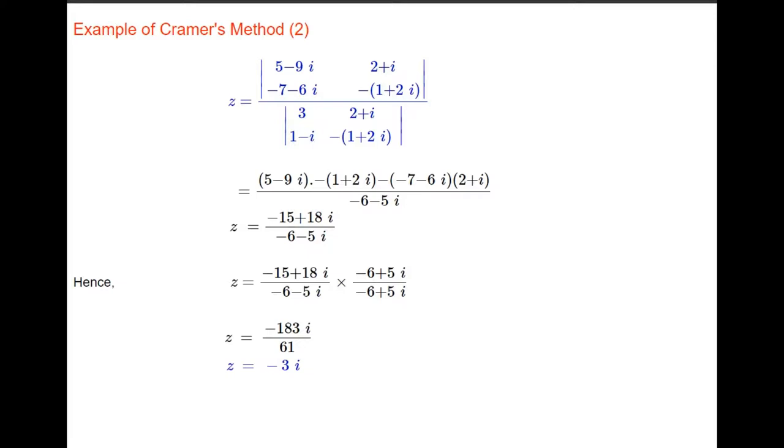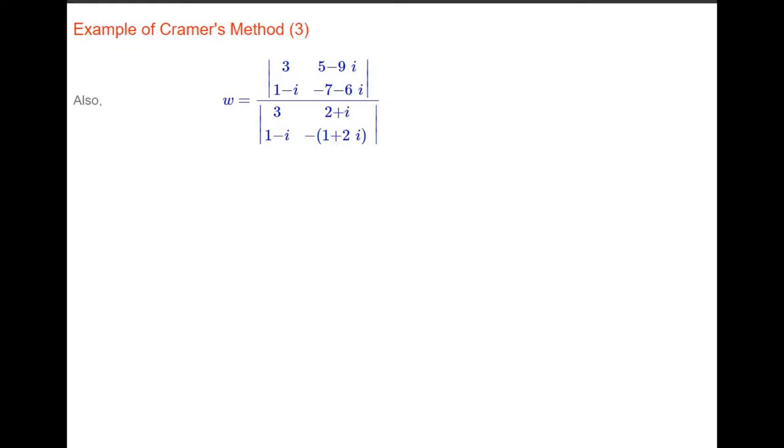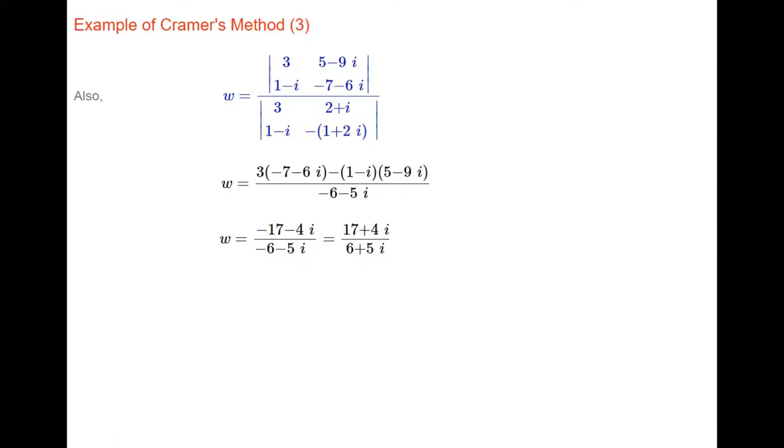Now we'll take a look at the expression for w. In the numerator, the determinant expands out to 3 times (-7 - 6i) minus (1 - i) times (5 - 9i). And the denominator is -6 - 5i, as we've seen before. Now, the numerator all expands out to -17 - 4i, and that will be over -6 - 5i.